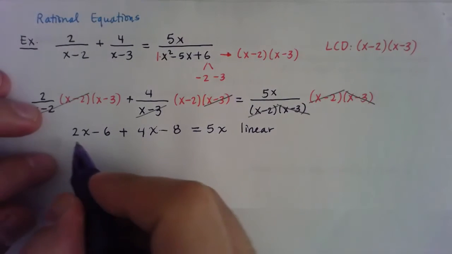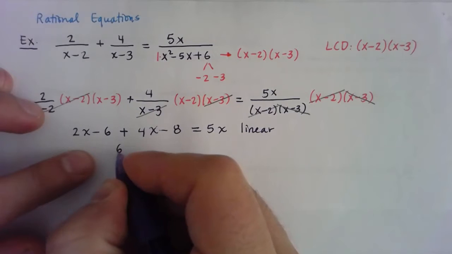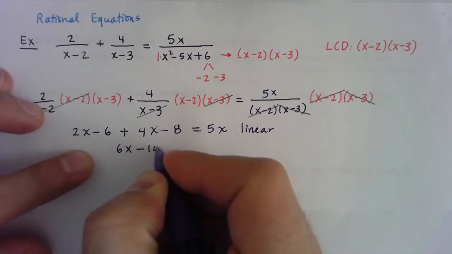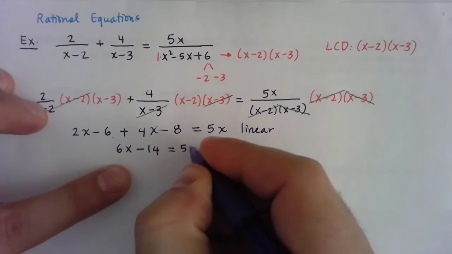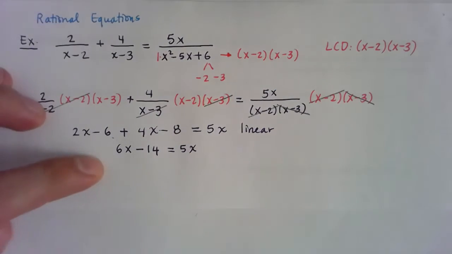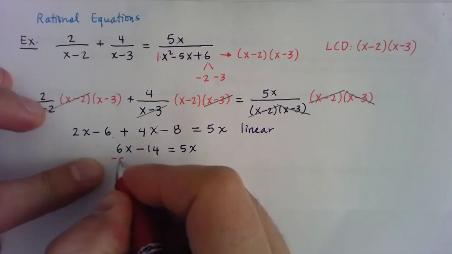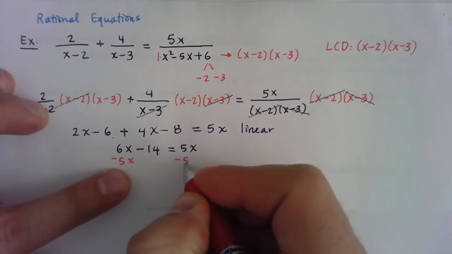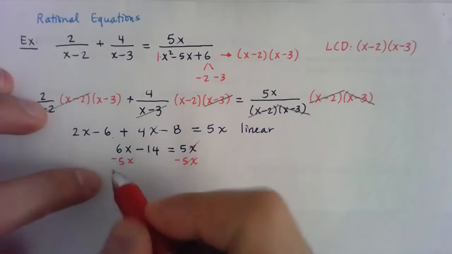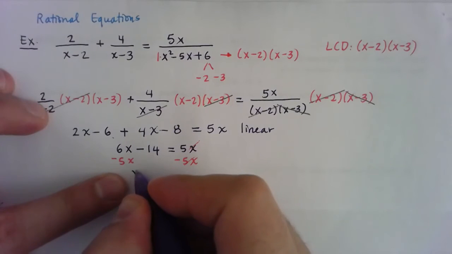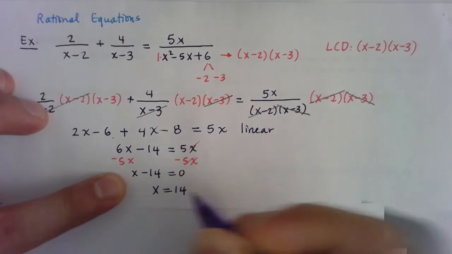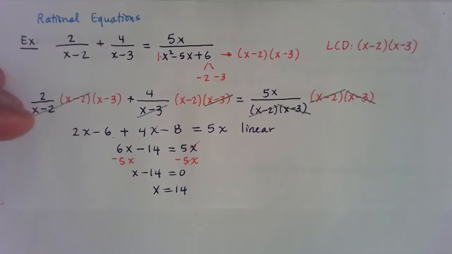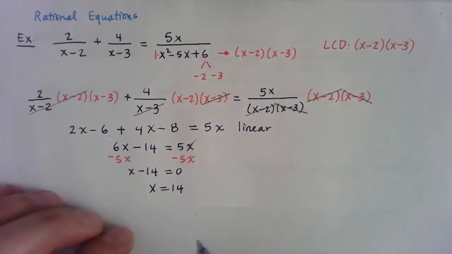So you can combine the like terms, 2x and 4x, that makes 6x. Then I have minus 14 because that's -6 and -8, equals 5x. You can subtract 5x from both sides. These two will cancel, so I got x minus 14 equals 0. So x equals 14. Folks, this is the solution, but you have to check this with the original equation.